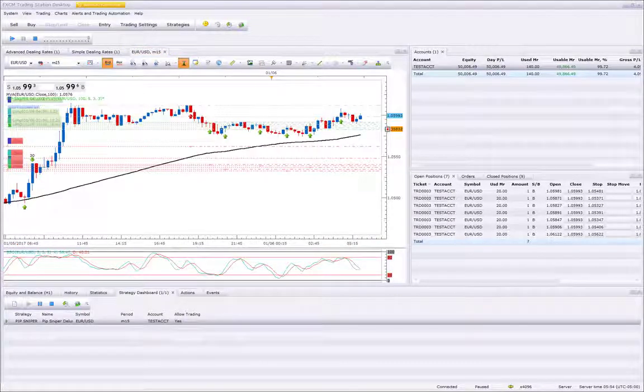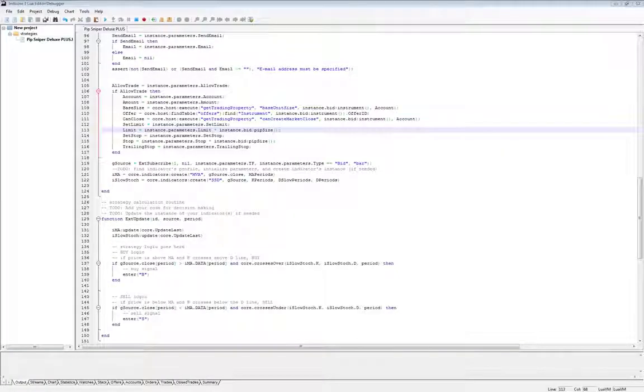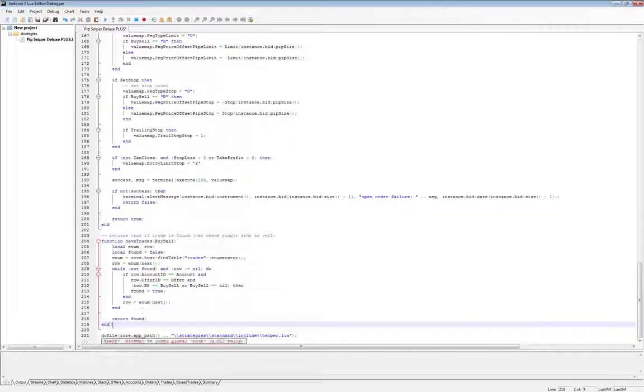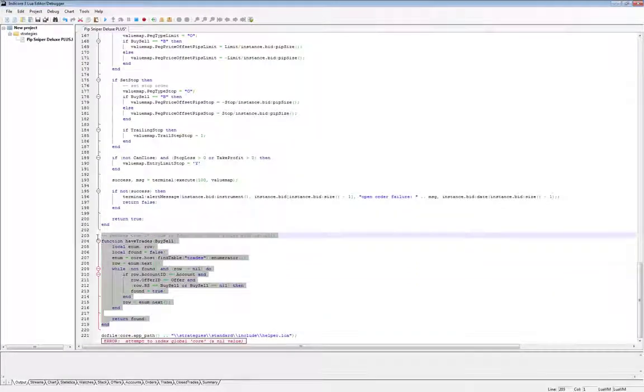The custom function we're going to be adding is called have trades, and I'm going to copy and paste this function into our strategy. Again, if you'd like to use this custom function, you can find it inside our GitHub linked beneath the video. And all this function does is check to see if we have a buy trade or a sell trade, and it returns true if a trade exists or false if a trade does not exist. And it's really simple to call inside our strategy's logic.